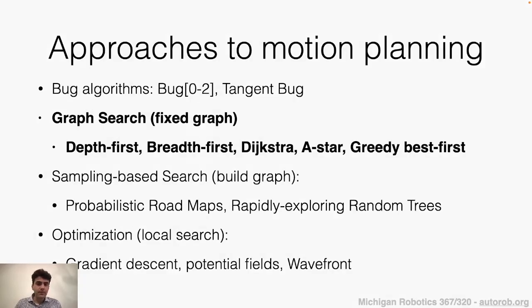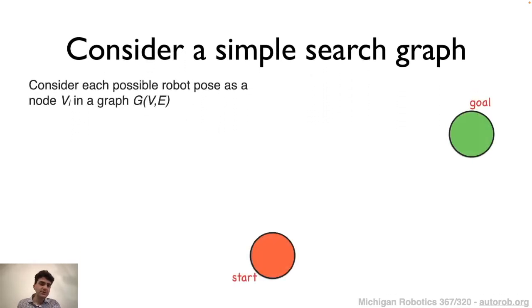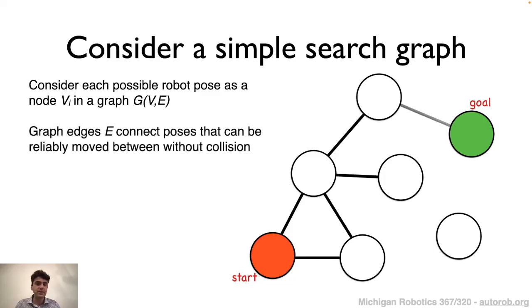So to start with, for the rest of today's lecture, we're going to be focusing on these fixed graph search algorithms. And to start our discussion, let's first consider a simple search graph. When we say a simple search graph, what we're referring to is a set of nodes distributed over space where these nodes end up comprising a graph. So there's a set of nodes, and in addition, there's a set of edges that connect these nodes.